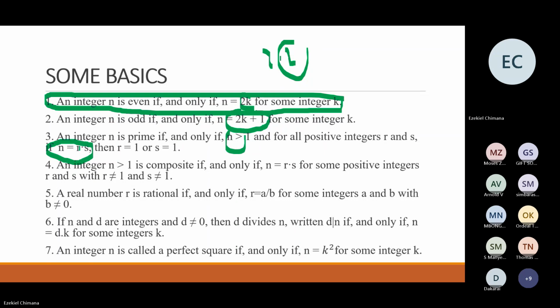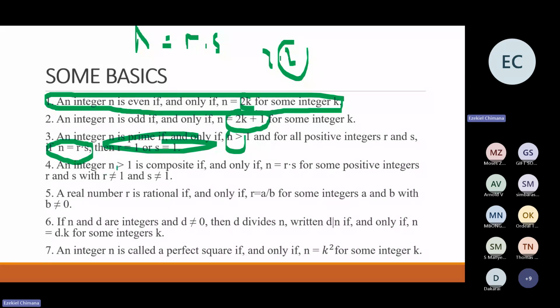So that's why we are saying here, one of these will be 1. For it to be a prime number, it must be divided by itself or by 1. So whenever you have n is equal to r times s, one of these must be 1, so that n can be divisible by itself or by 1. In other words, r will be equal to n, or s will be equal to n, where the other one will be 1. That's the explanation which is here.